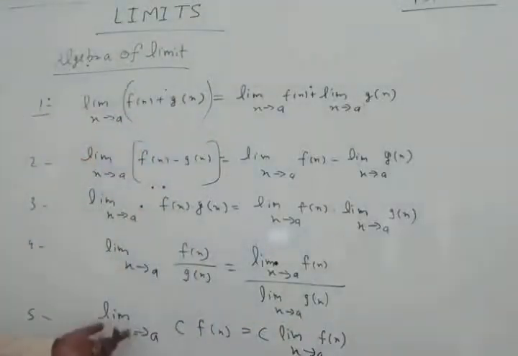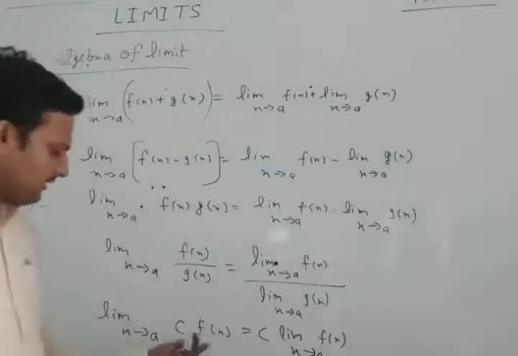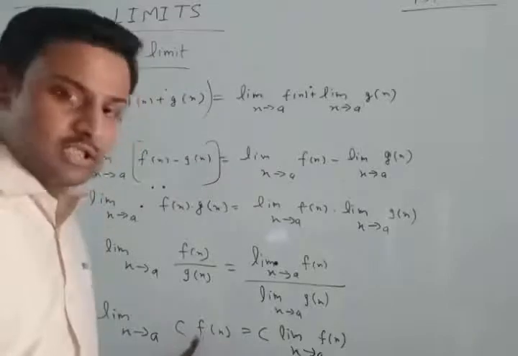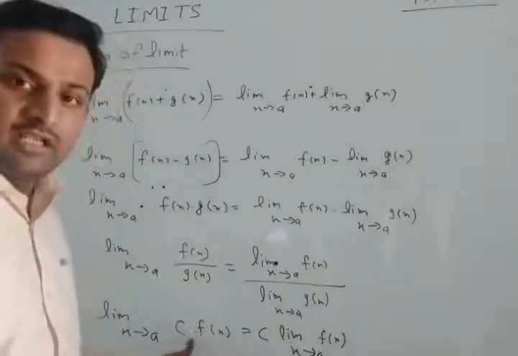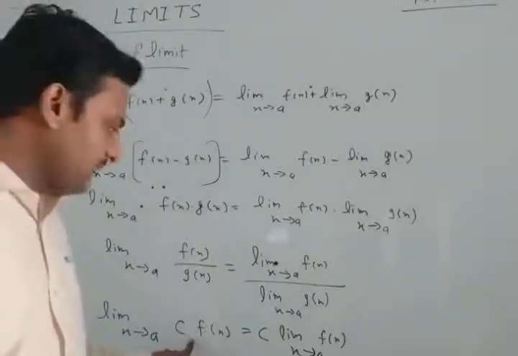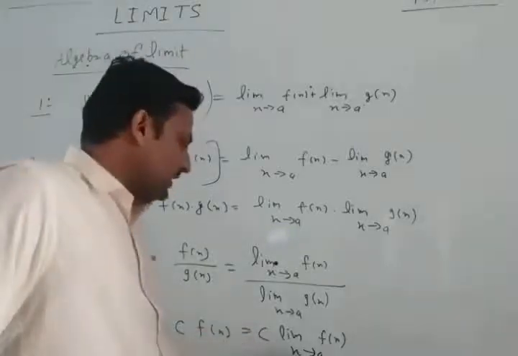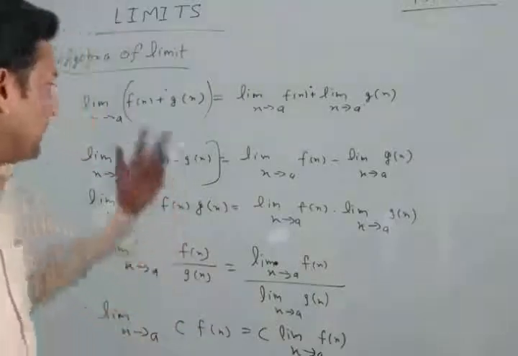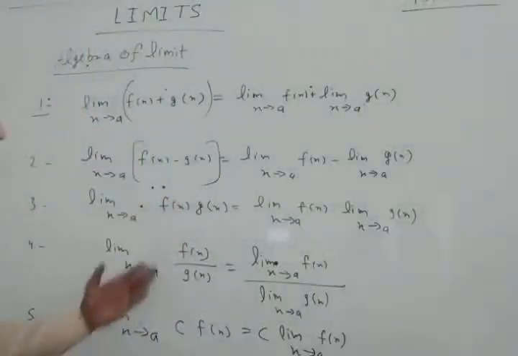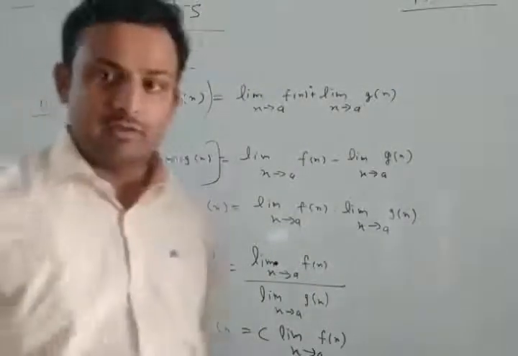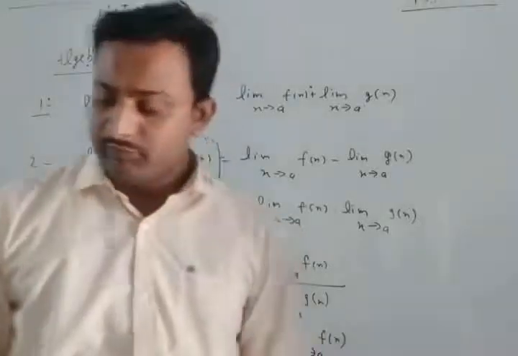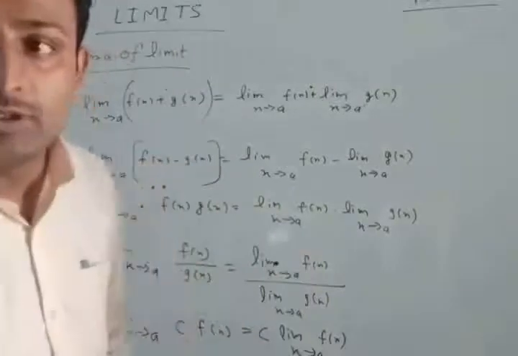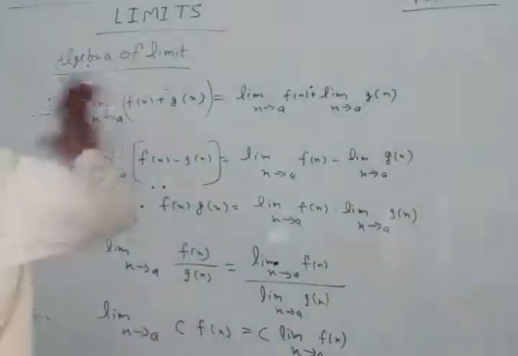Suppose that now we are taking a function with a constant, where c is a constant. Then what will be its limit? Its limit, the c will be outside and limit x tends to a f(x). Okay? So these are the algebra of the functions by the help of which we will solve the exercise problems. Now we will see some of the standard results which we will use in the questions.